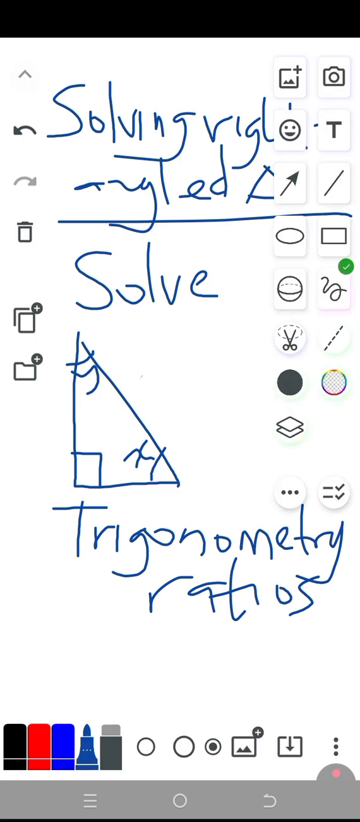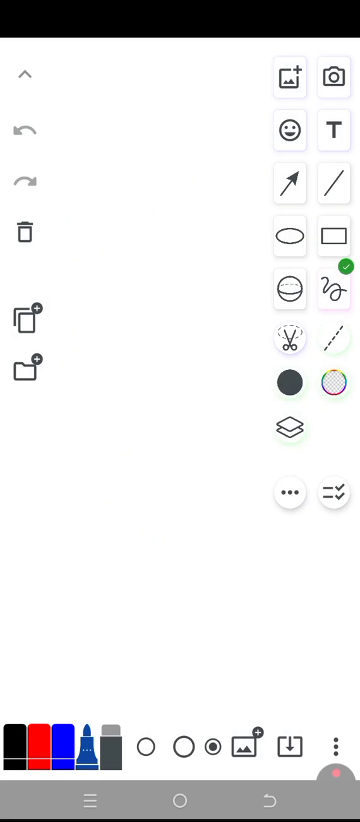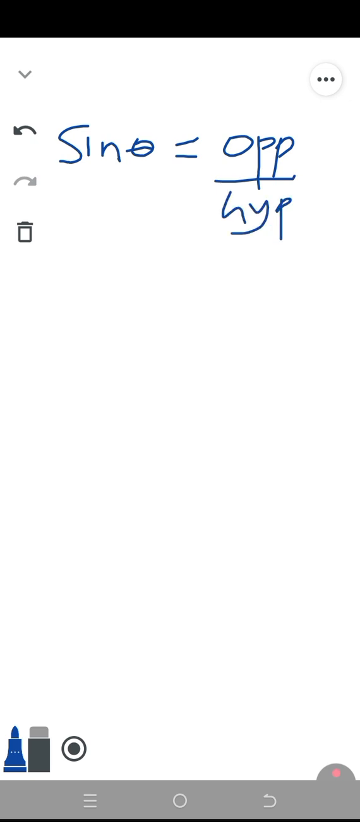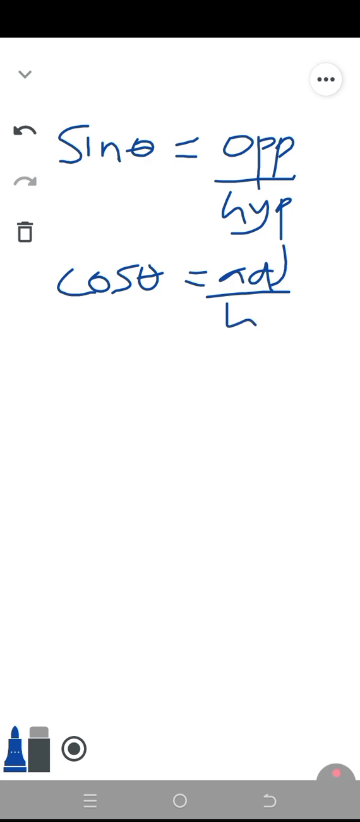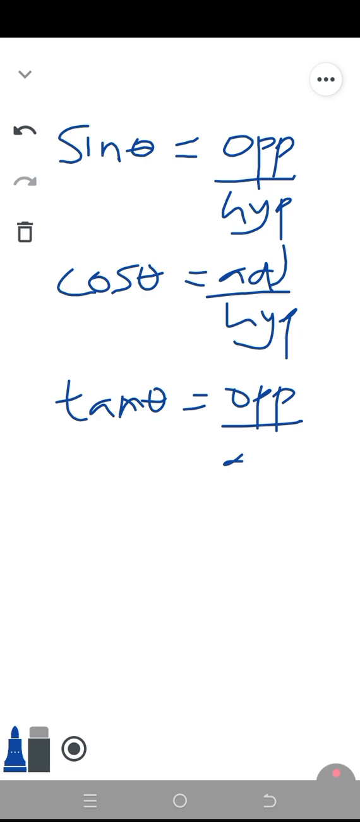So what are the trigonometry ratios? Number one, we have sine theta. Sine theta is opposite over hypotenuse. The second one we use is cos theta. Cos theta is adjacent over hypotenuse. Then the last one we use is tan theta. Tan theta is opposite over adjacent.